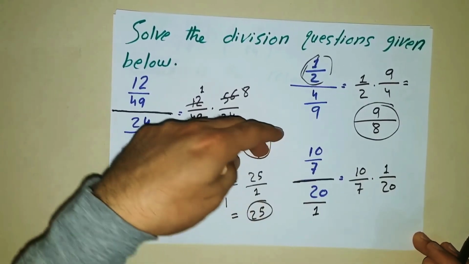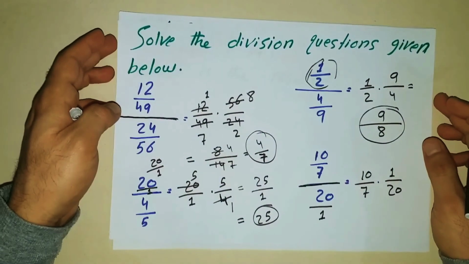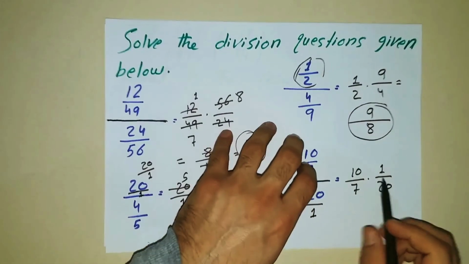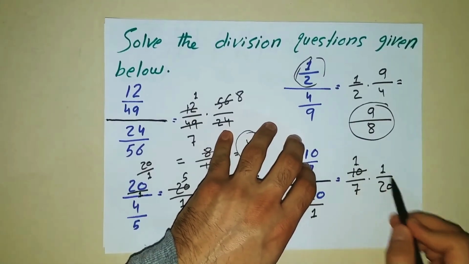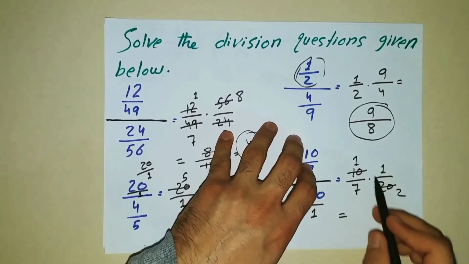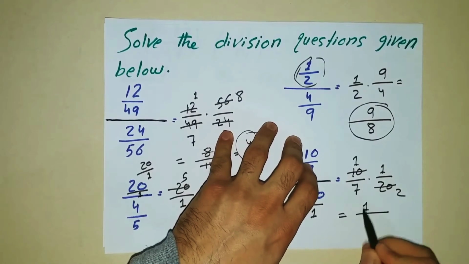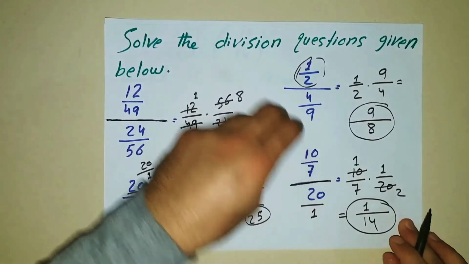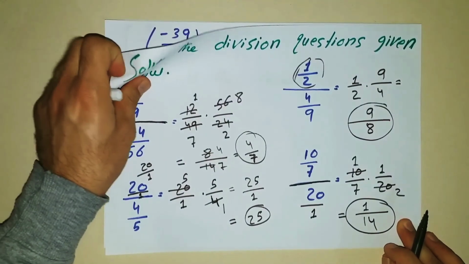Now I will go for simplification. I will see if they can be simplified. Yes, there are simplifications. I can simplify this: 10 1s are 10, 10 2s are 20. So our final result will be 1 multiplied by 1 is 1, and 7 multiplied by 2 is 14. The final result is 1 by 14.